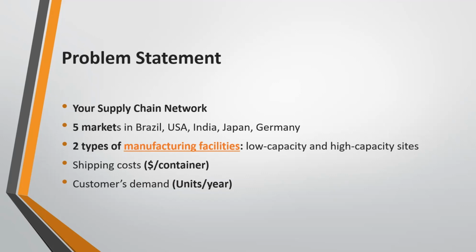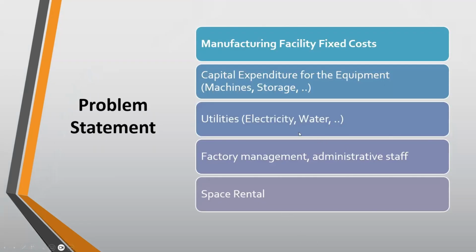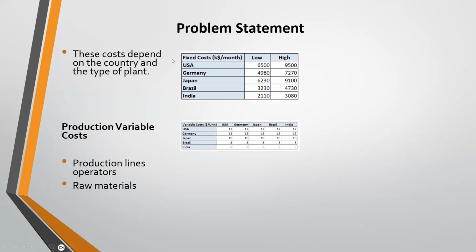So shipping cost per container is there, and then customer demand per unit per year is there. Next, I'm skipping this problem statement as it is in detail. Let's see the cost depending on the country and type of plant. For USA the cost per month is 6,500 for low and 9,500 for high plants. Germany: low plants 4,980 and high plants 7,270. Similarly in Japan 6,230 and 9,100, and in the end we can see the low cost plants in India, with costs of 2,110 and 3,080.